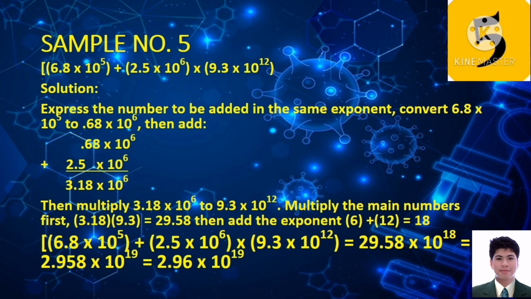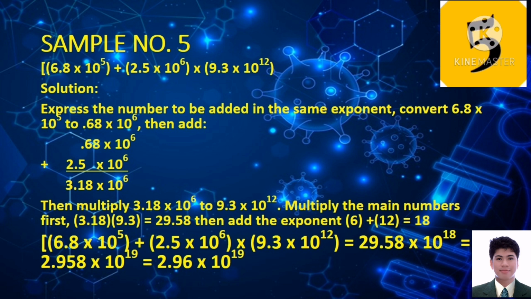Learners, in sample number 5, it is a combination of multiplication and addition. So we have 6.8 times 10 raised to 5 plus 2.5 times 10 raised to 6, times 9.3 times 10 raised to 12. So learners, what is your answer?